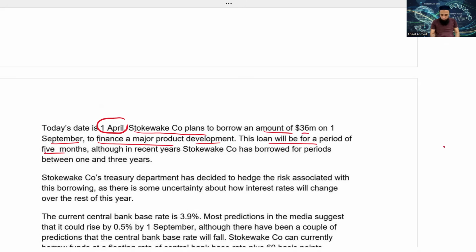Although in recent years, Stoke-Wake Company has borrowed for a period between 1 and 3 years. Normally, don't forget one point, and you should be mentioning that as well. Normally, swaps are for a longer period of time. But when we talk about the traded collar, traded options, that is for a short term. Here, the time period I can't say is a long period, just 5 months. Stoke-Wake Company's treasury department has decided to hedge the risk associated with this borrowing, as there is some uncertainty about how interest rates will change over the rest of this year.